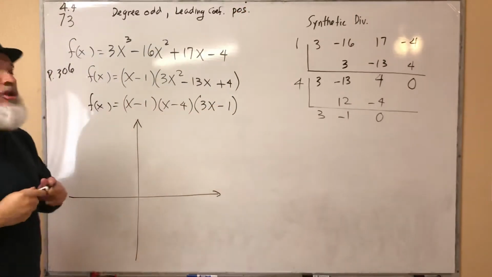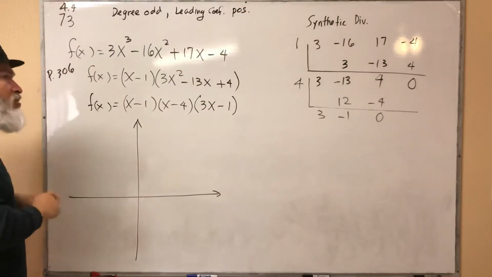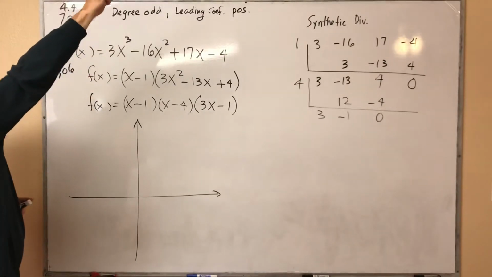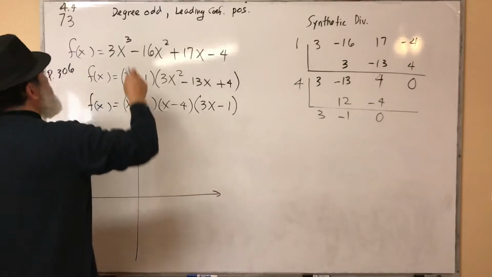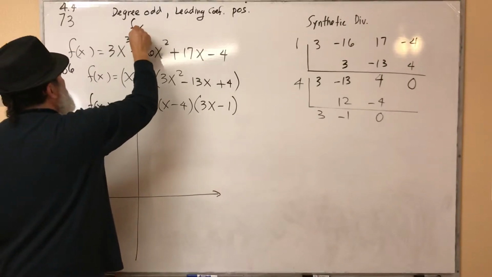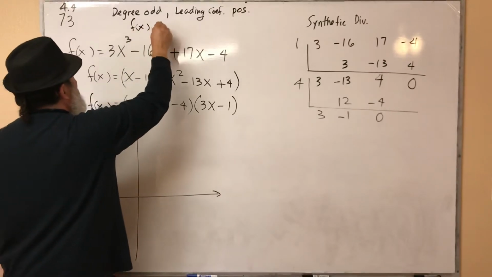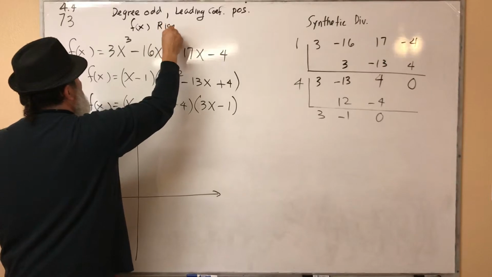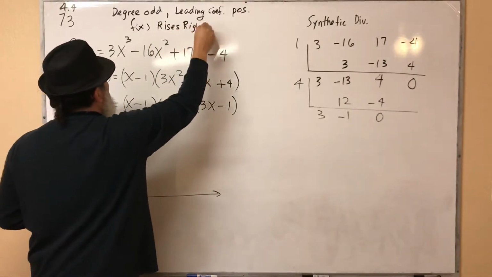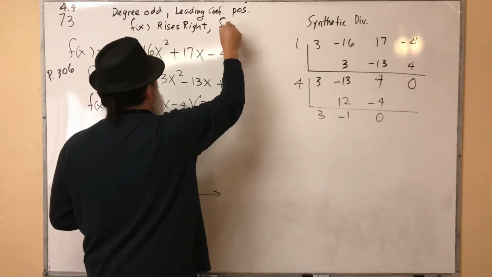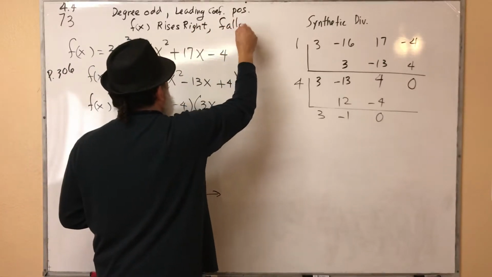What's the conclusion? This function rises to the right and it falls to the left. F of x rises right, falls left.